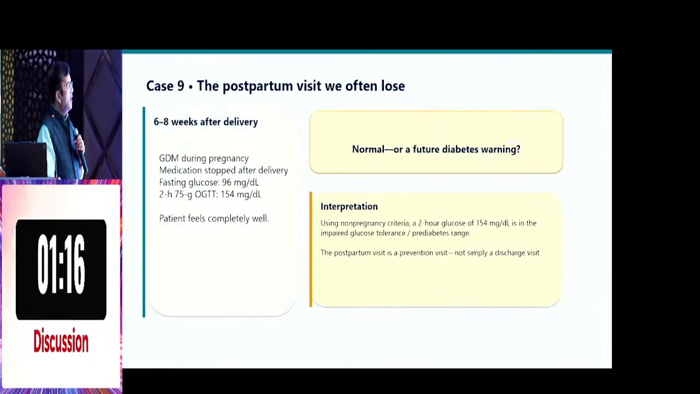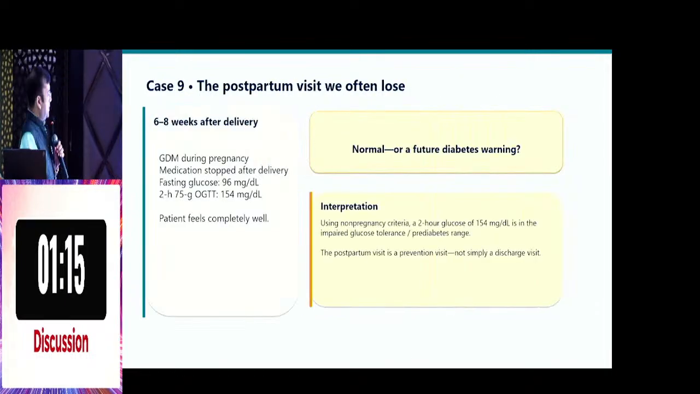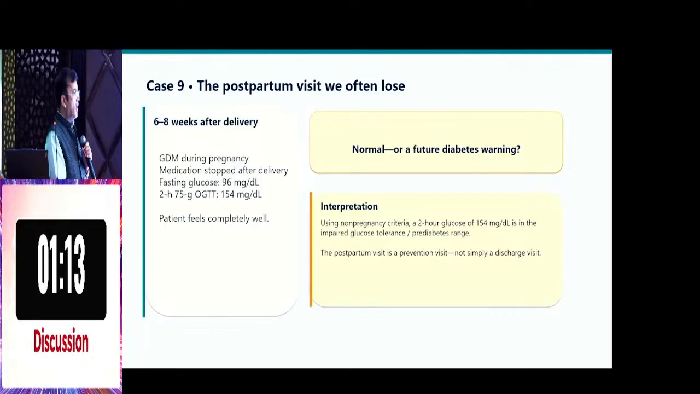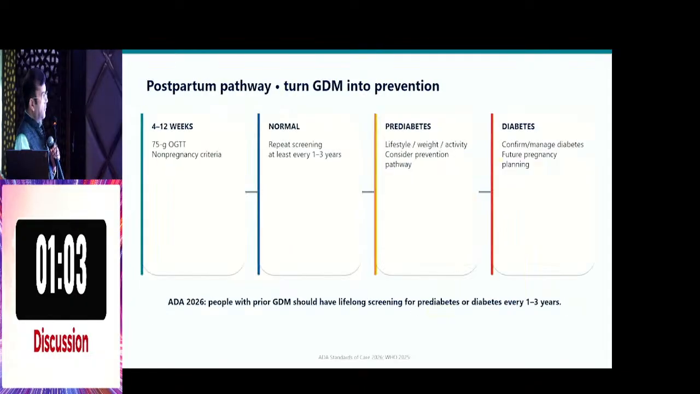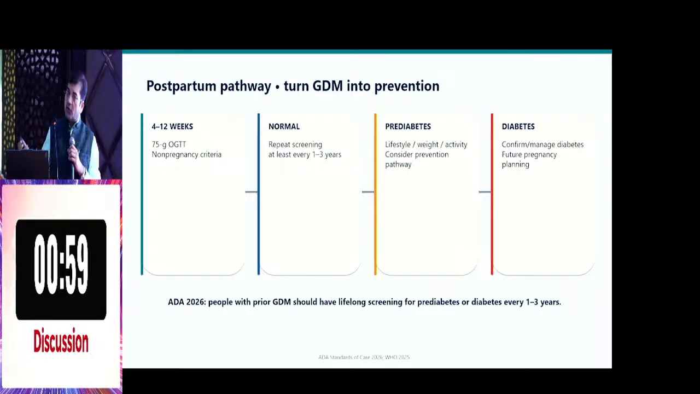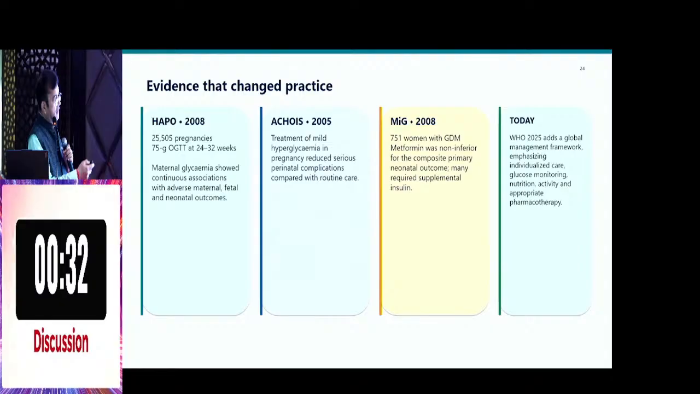So this is the postpartum visit. After the delivery, once the patient has delivered, we should use it as prevention of diabetes for the future. So we should go for a 75 g OGTT again, and if the patient turns out to be diabetic, because 30 to 50% of patients turn diabetic, they should be treated as type 2 diabetes. The CRUDE trial, where WHO 2025 adds a global management framework emphasizing hyperglycemic control.